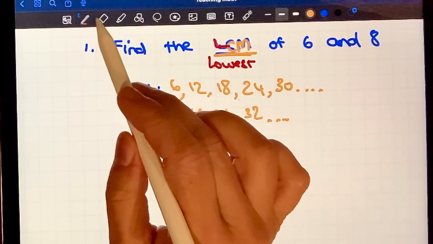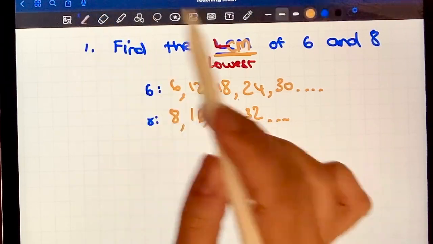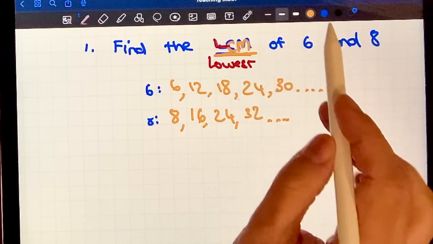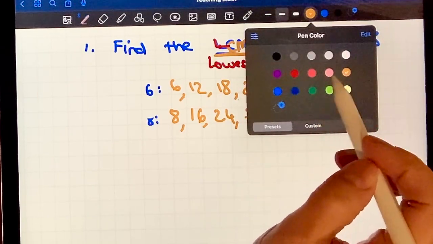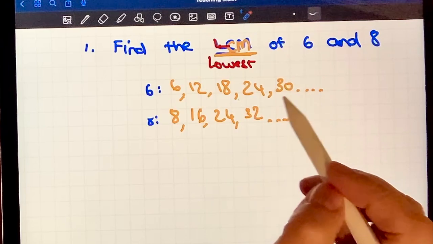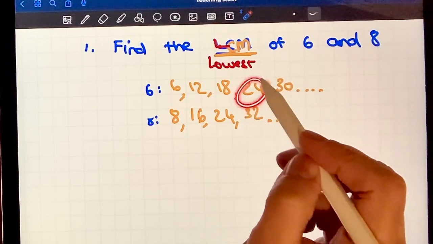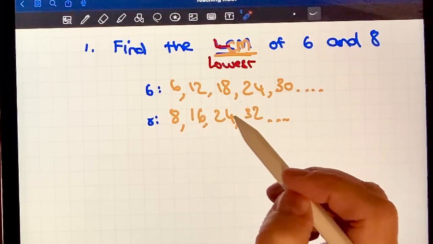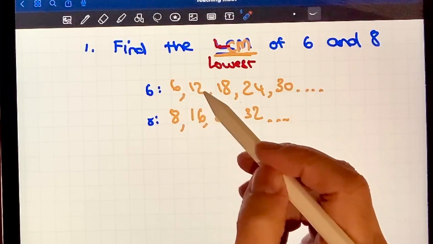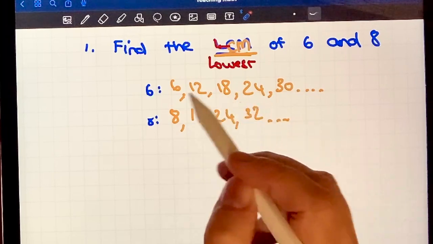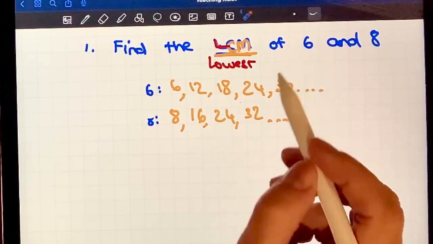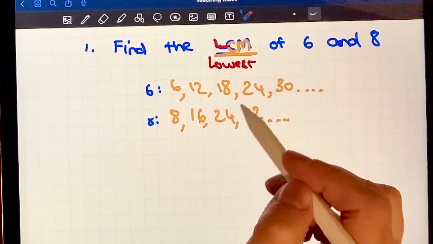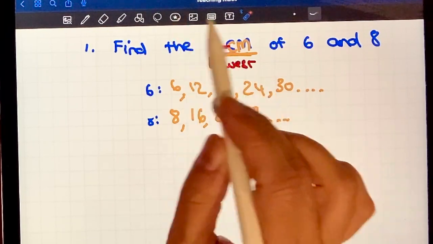Now what I want is to find a common multiple, and I can see that 24 is a common multiple, and I don't see any others. 6, 8, 12, 16, 18, so none of the others are common. Therefore this one is the lowest common multiple.